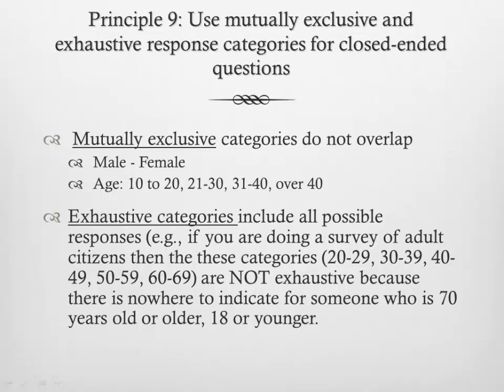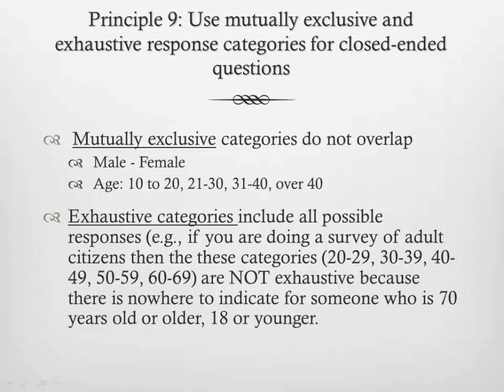So what you would want to avoid there, and what sometimes happens if you're not paying attention, is you would ask for age 10 to 20, 20 to 30, 30 to 40, and you can see in that case those categories would overlap. If you were 20, you could be in both categories. So mutually exclusive categories do not overlap.